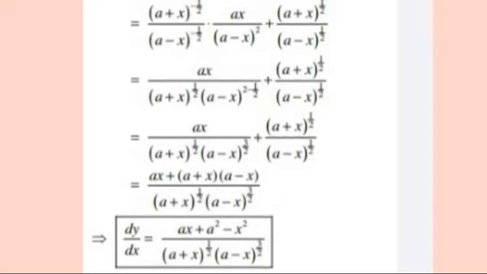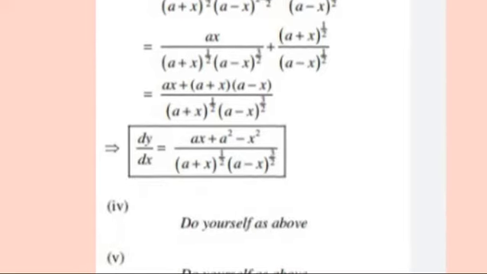So you can write in LCM form (a plus x) power 1 by 2 into (a minus x) power 1 by 2 as it is. After taking LCM, you have this final step, ax plus x into (a minus x). This is a simple LCM step. So now dy over dx is equal to (ax plus a square minus x square) over (a plus x) raised to power 1 by 2 and (a minus x) raised to power 3 by 2. This is 3 by 2. Okay, 3 by 2. So this is our calculated derivative after suitable substitutions.